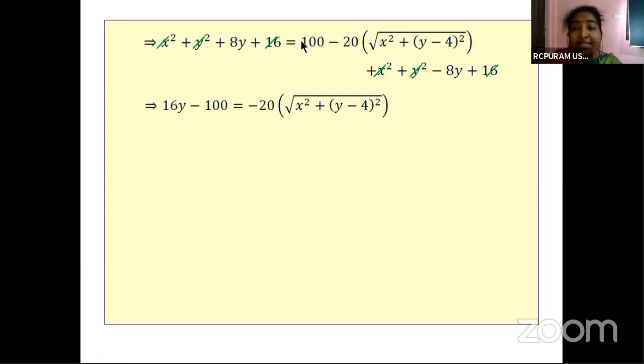So you will have it as 16y minus 100 is equal to minus 20 into root of x square plus y minus 4 whole square. Now, to make our problem or the calculations a little simple, first I will take 4 common on both sides and I'll try to reduce the problem.